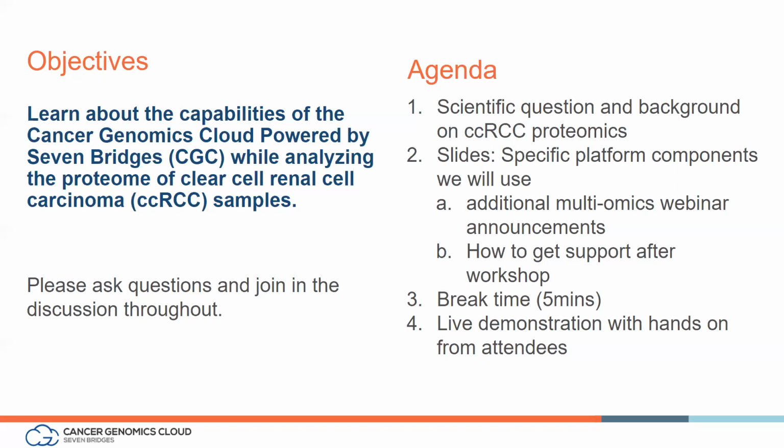So for the agenda, we always like to start off with a scientific question to frame the workshop. So we'll give some background on proteomics and ccRCC. Then we'll do some slides that talk about specific Cancer Genomics Cloud platform features. Towards the end, we want to have an announcement about some multi-omics webinars that will be coming up this month, actually, and also really emphasize how to get support after the workshop. So we're all about engagement with the users, and there's a tremendous amount of ways that you can talk to Felipe or myself, as well as our support team at Seven Bridges.